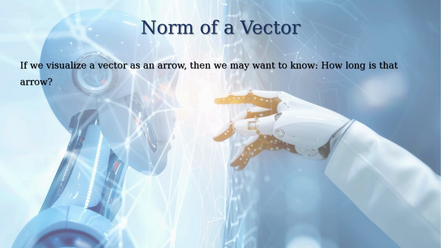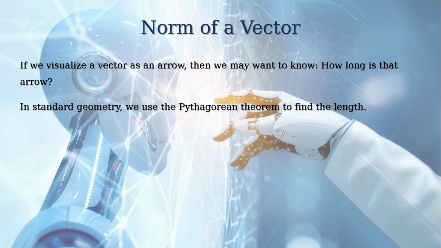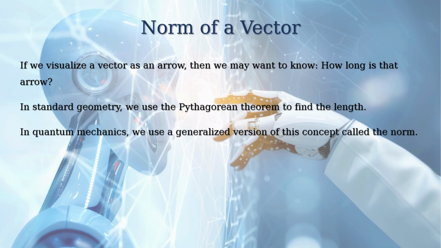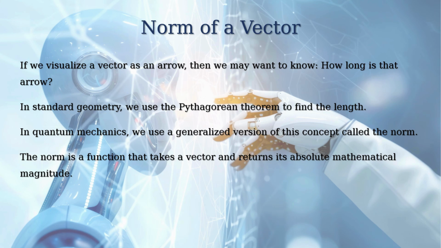So, what is the norm of a vector? If we visualize a vector as an arrow, then we may want to know how long is that arrow. In standard geometry, we use the Pythagorean theorem to find the length. In quantum mechanics, we use a generalized version of this concept and we call it the norm. The norm is a function that takes a vector and returns its absolute mathematical magnitude.